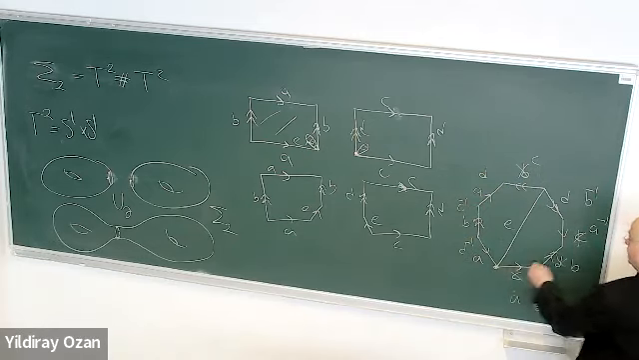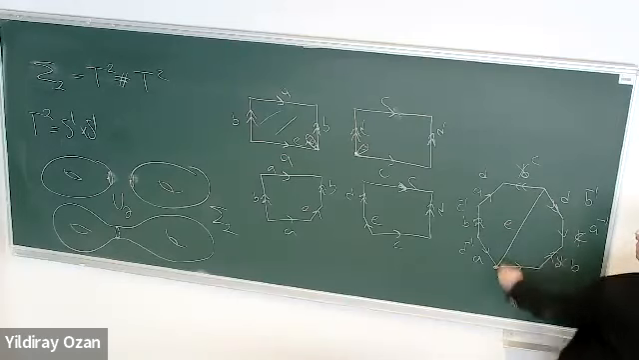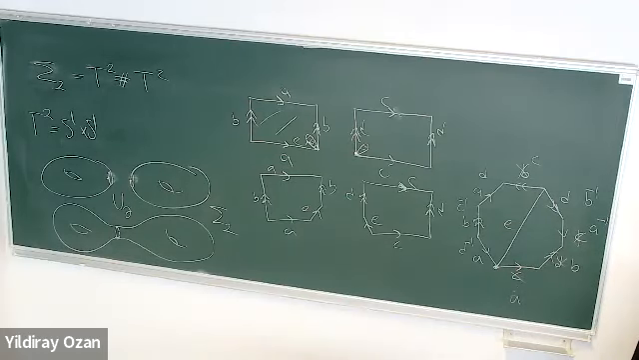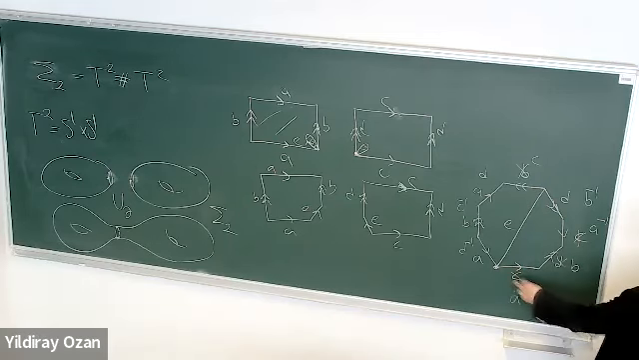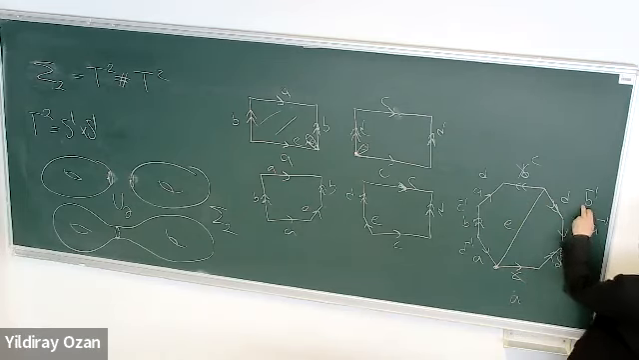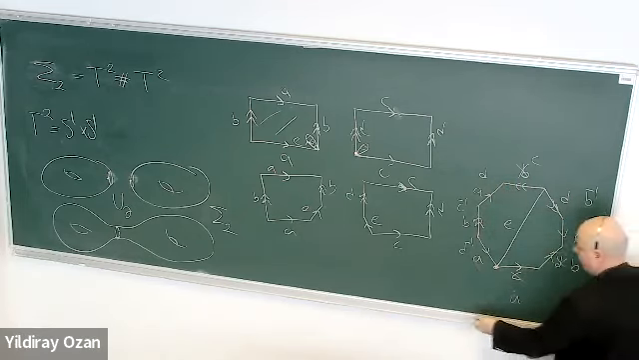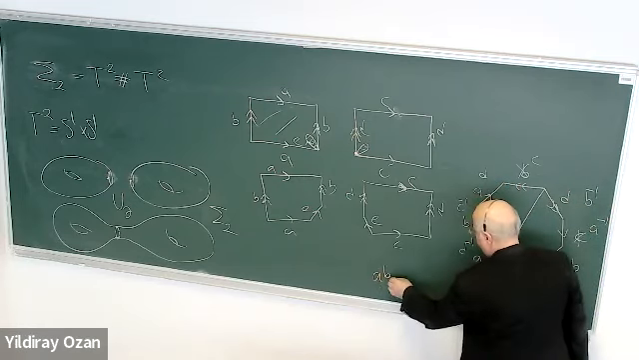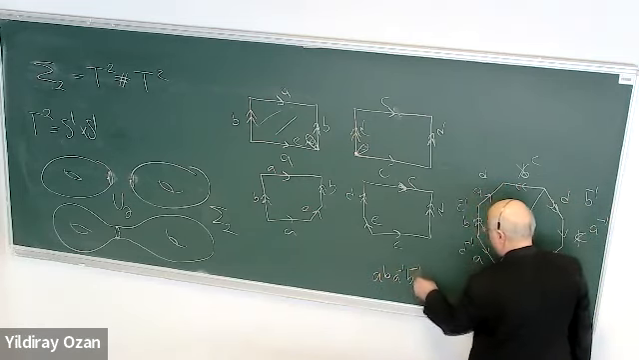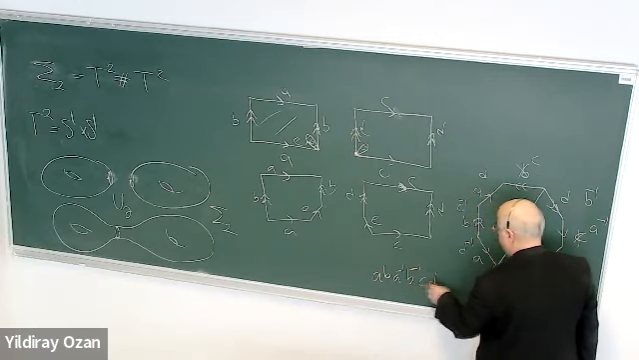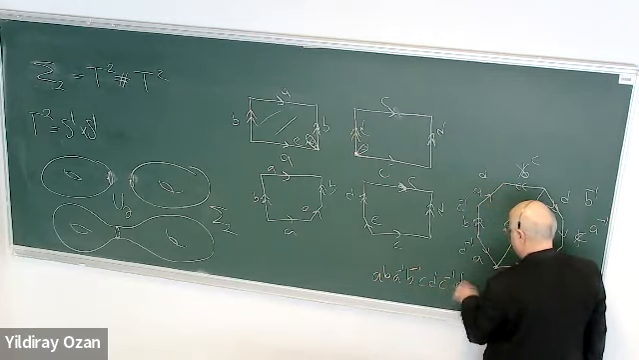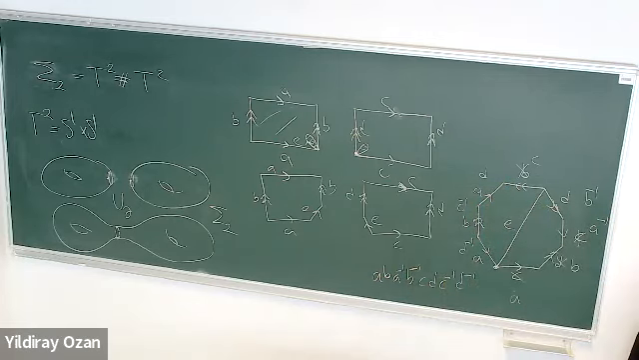You have an octagon and the sides are like this. A, B, A inverse, B inverse, C, D, C inverse, D inverse. Okay.